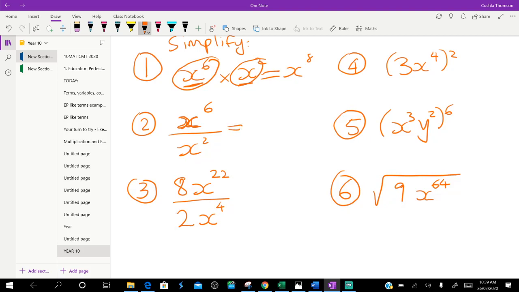Same with basic division. When I've got x to the power of 6 over x squared, I can write that out really small like that, right? So it's this over this. And these simplify just because they're common factors.